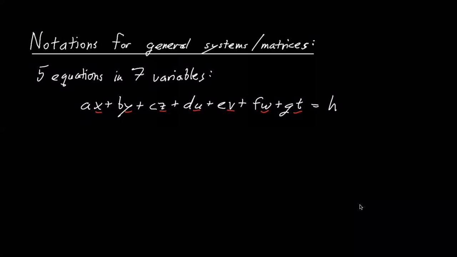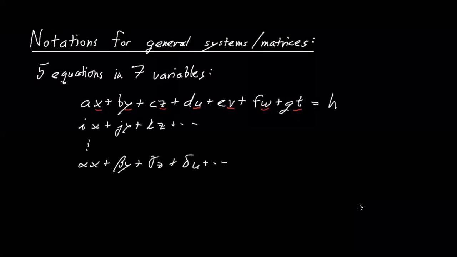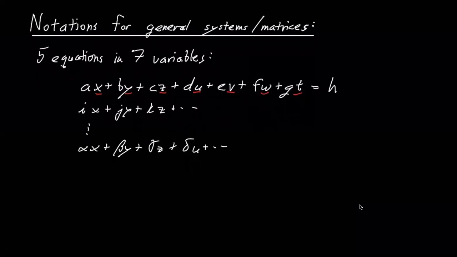We start to see the problem, right? For the second equation, it would be ix plus jy plus kz plus dot dot dot. Third equation, fourth equation, you're going to run out of letters. Somewhere I'm going to have alpha x plus beta y plus gamma z plus delta u plus dot dot dot. Anyway, you need to be a little more systematic. That's my point here.